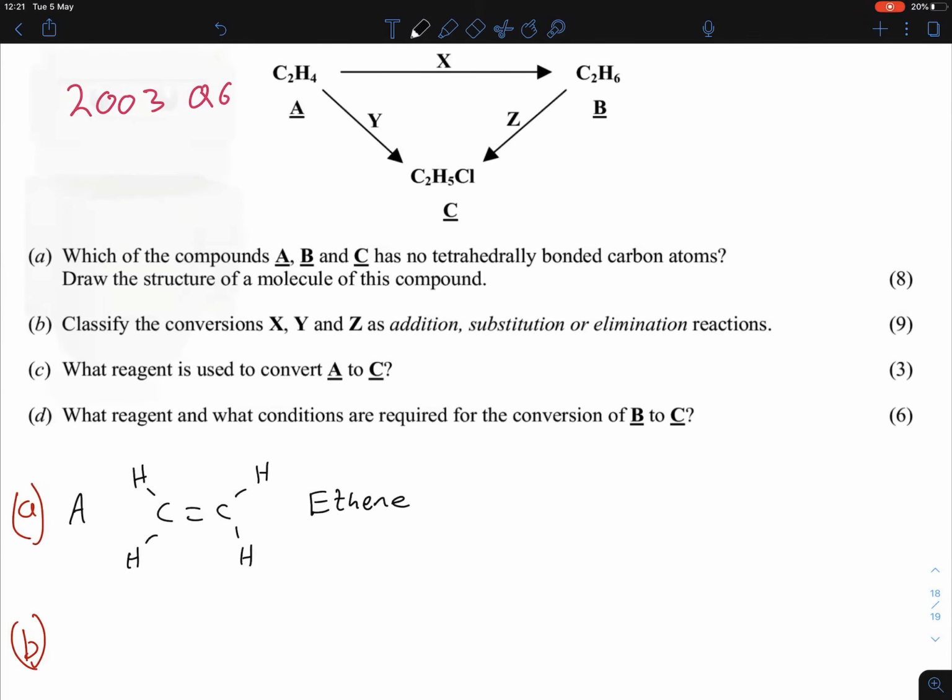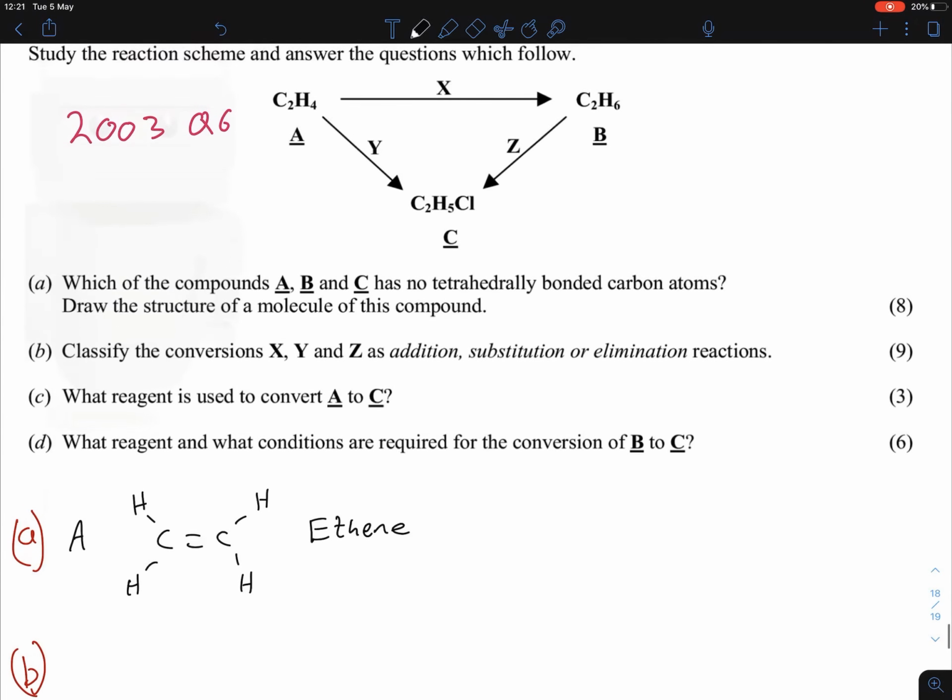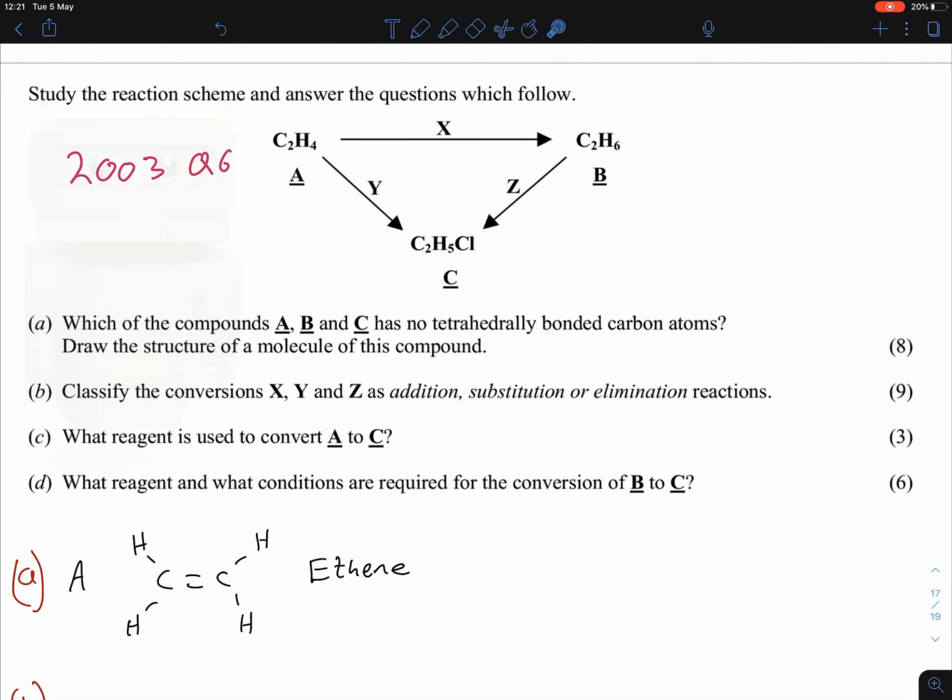Classify X, Y, and Z as an addition, substitution, or elimination. Well, we've practiced a few of these already. Let's look at X. So again, count the number of atoms either side. We have 6 atoms over here. Over here we have 8. So X equals addition.